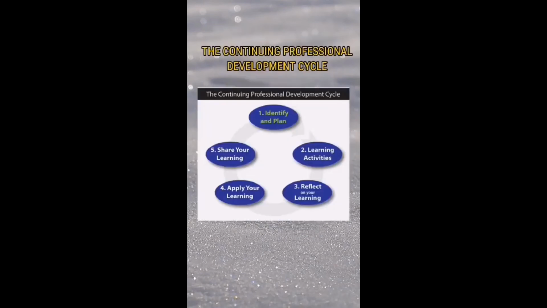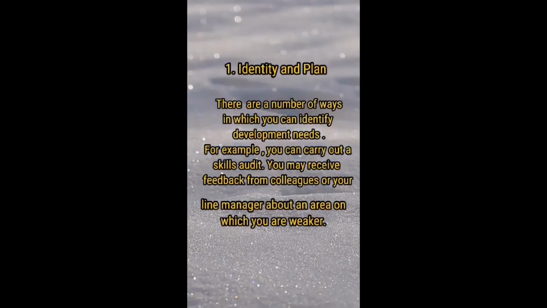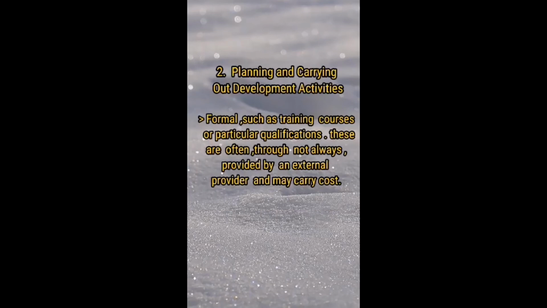The continuing professional development cycle. Identify and plan. There are a number of ways in which you can identify development needs. For example, you can carry out a skills audit. You may receive feedback from colleagues or your line manager about an area in which you are weaker. Planning and carrying out development activities, formal ones such as training courses or particular qualifications, are often, though not always, provided by an external provider, and may carry a cost.